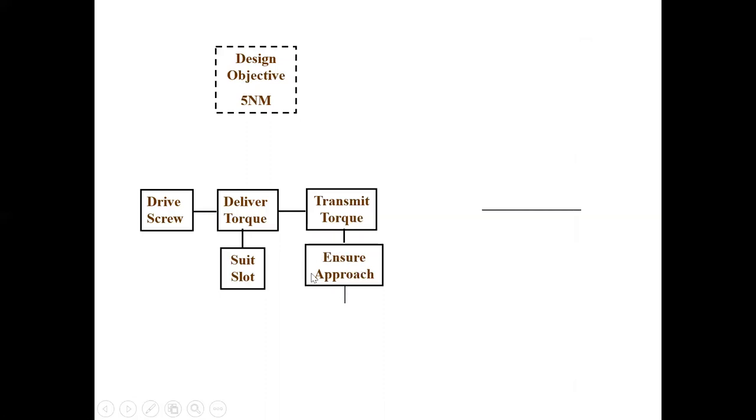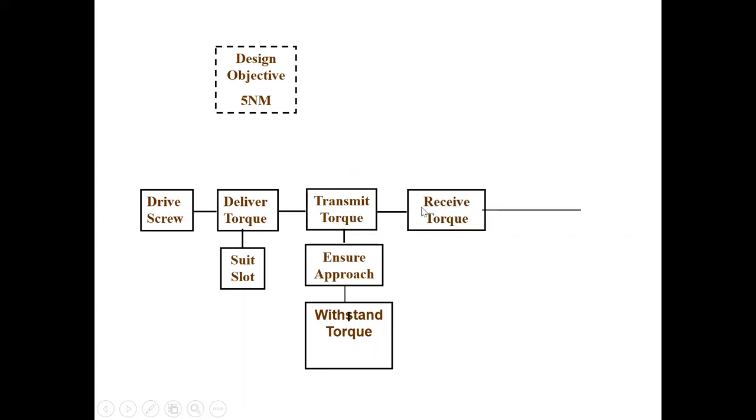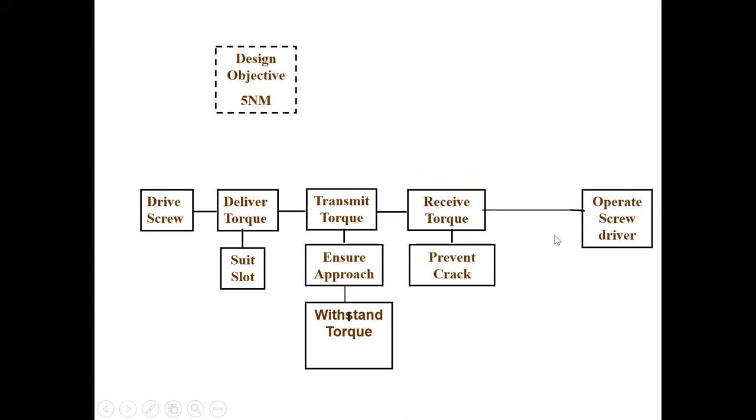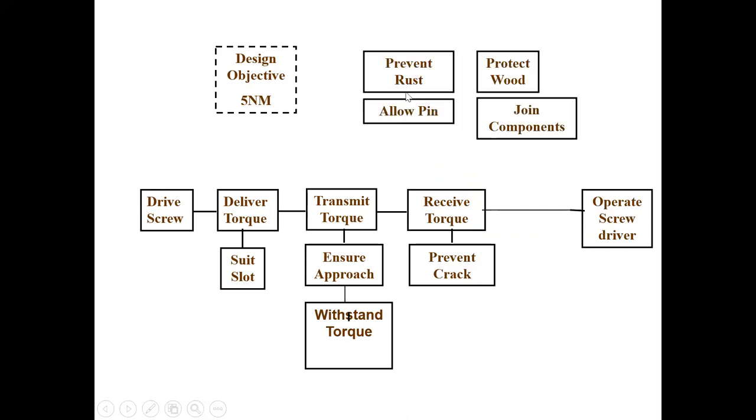When I'm ensuring the approach function, then the torque is also getting transmitted. When I'm providing slot, then the torque is also getting delivered. These are the simultaneous functions. And when I'm transmitting torque, the torque is also getting withstood. So how am I going to transmit the torque? By receiving torque. How am I going to receive torque? At the time of receiving torque, there is a possibility that a crack can also happen, so we need to prevent the crack. So preventing crack is a supportive function. How am I going to achieve the function of receiving torque? By operating the screwdriver. So these are other functions like one-time function and all-time function.